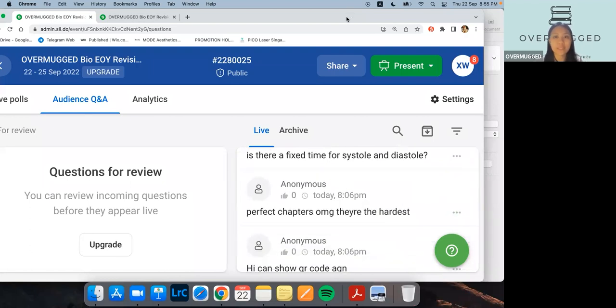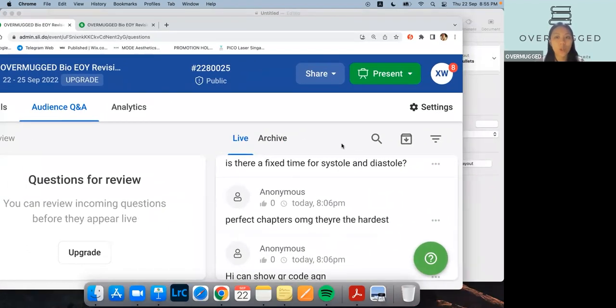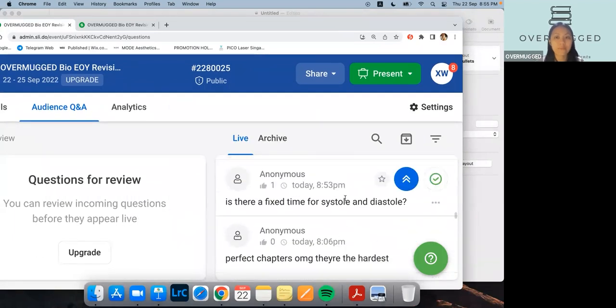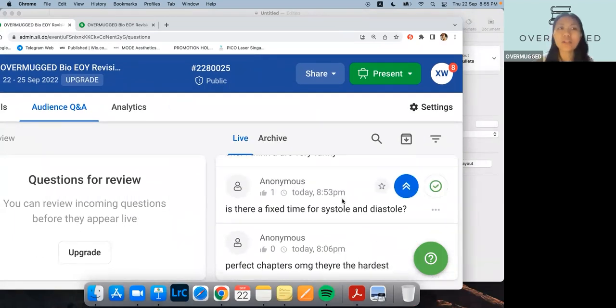Is there a fixed time for systole and diastole? No. There's no fixed time for systole and diastole. It depends. Because think of it, your heart rate goes up and down, right? Sometimes when you're sleeping, your heart rate is less. Now if I ask you to go run 2.4, your heart rate is going to go up. So your systole and diastole time will change according to that. There's no fixed time.